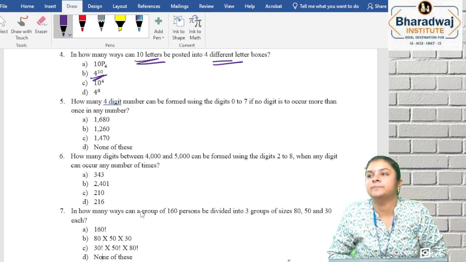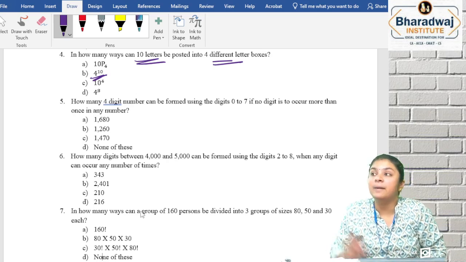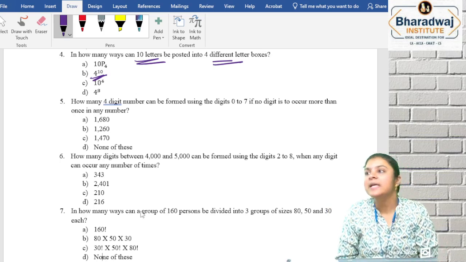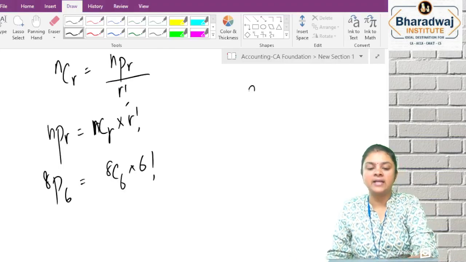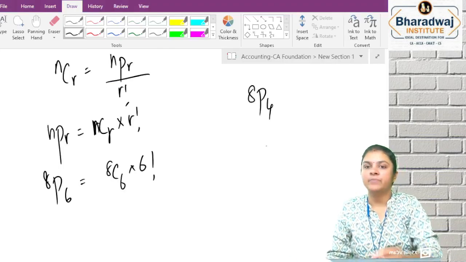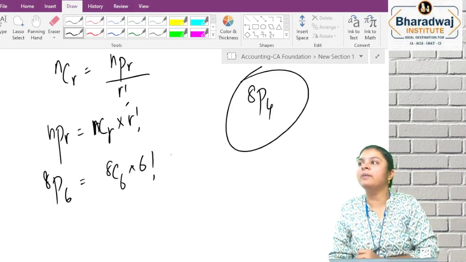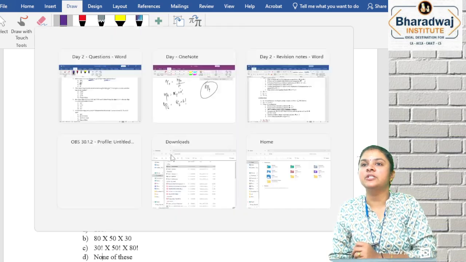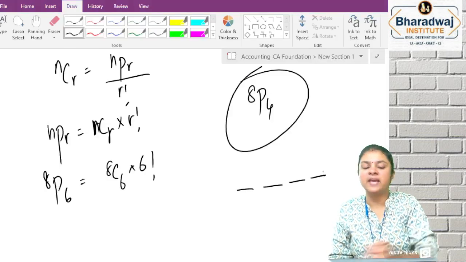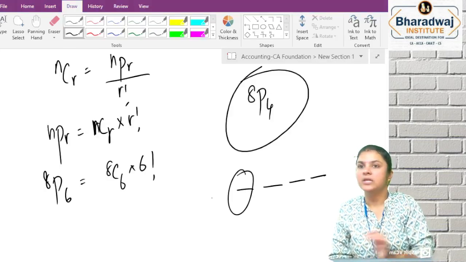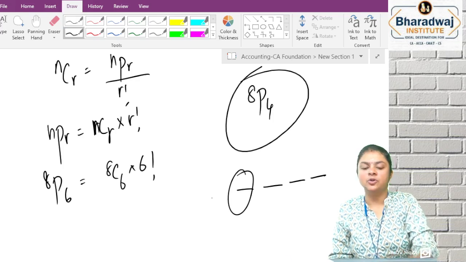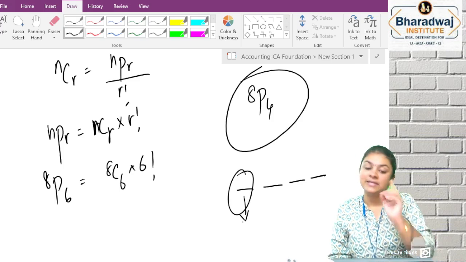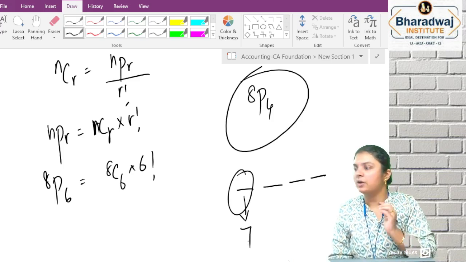Arrangement or selection? A number has to be formed. So shuffling is possible. Shuffling is possible means it is arrangement. Normally, my answer will be 8P4. But here, I cannot do 8P4 directly because 0 is appearing as one of the digits. So, can 0 come in the first place? No. 0 cannot come in the first place. So for the first place, how many options do we have? 7. 1 to 7. So 7 options we have.